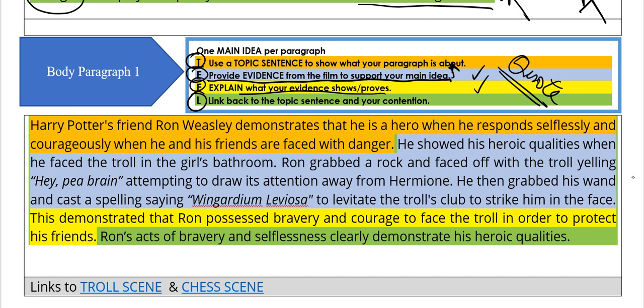Now explain how this evidence proves that he is in fact a hero. This demonstrated that Ron possessed bravery and courage to face the troll in order to protect his friends. And then we have to link back to our contention and our topic sentence. Ron's acts of bravery and selflessness clearly demonstrate his heroic qualities.